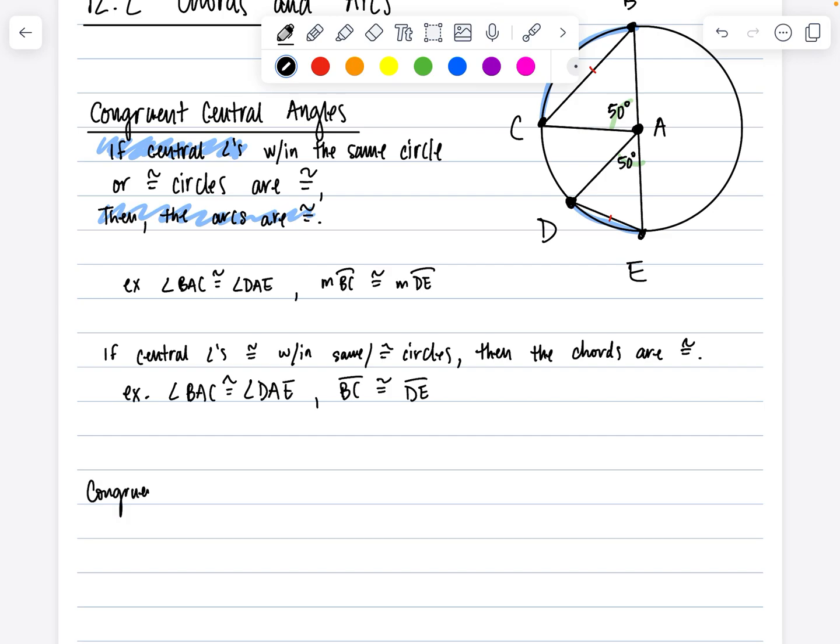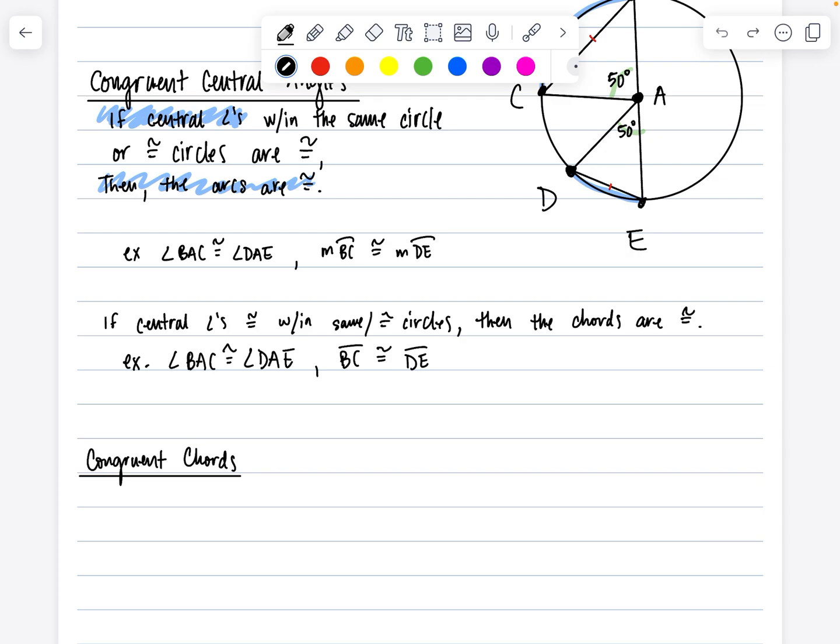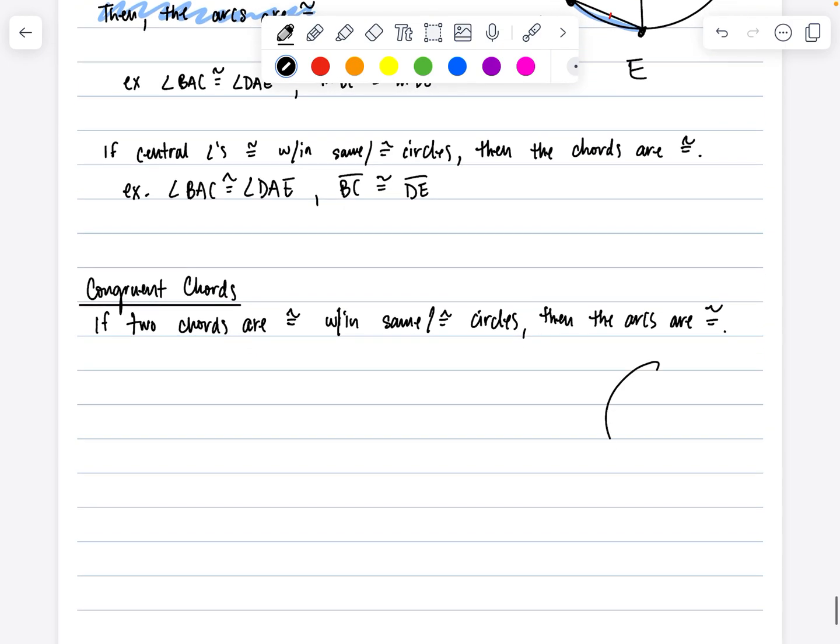If we have congruent chords, this is not a very different theorem, it's kind of the reverse. If we have congruent chords, so if two chords are congruent within the same or congruent circles, then the arcs are congruent. Okay, so here's our version of it.